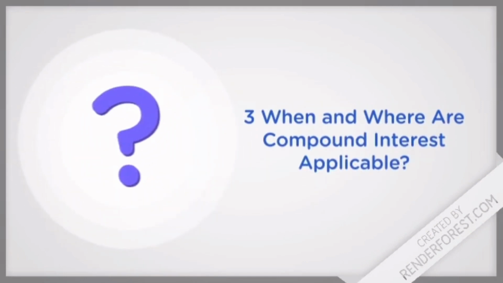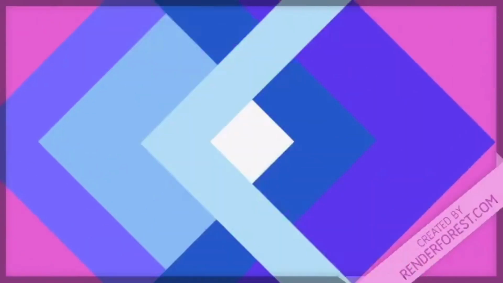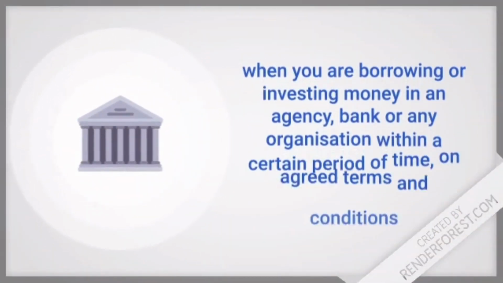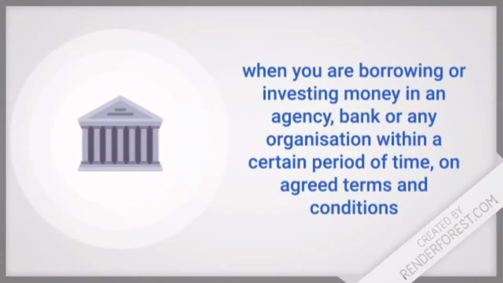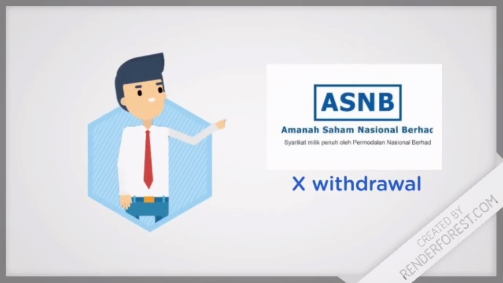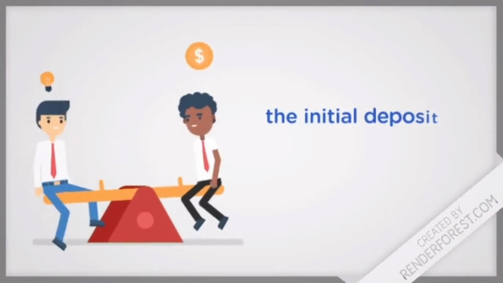When and where is compound interest applicable? Basically, you'll find compound interest applicable especially while borrowing or investing money in an agency, bank, or any organization within a certain period of time on agreed terms and conditions, of course. For example, when you invest in a funding institution such as Amanah Saham Berhad, ASB, withdrawals during the time of the investment are not advisable as it will interrupt key terms such as the initial deposit, or what is known as the principal amount.